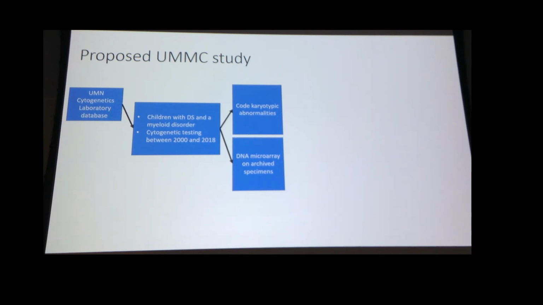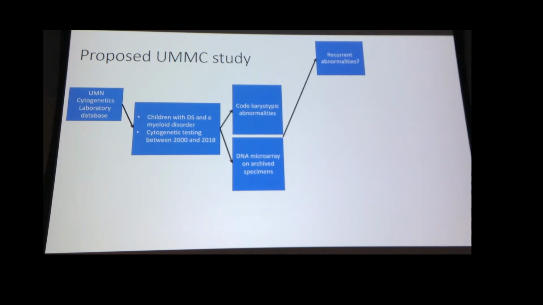And I'll point out that this is what was done in ALL. The cytogenetics seen in ALL were examined and served as the foundation to direct genetic studies. And this is what resulted in the identification of that subgroup of acute lymphoblastic leukemia, the Philadelphia chromosome-like ALLs. So this is a tried and true technique.